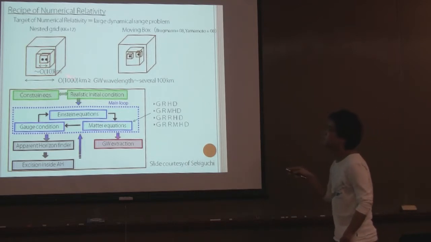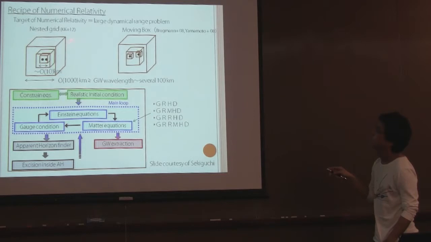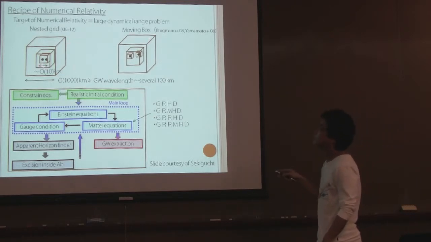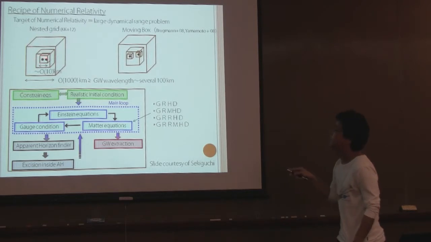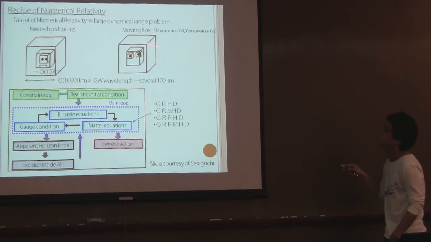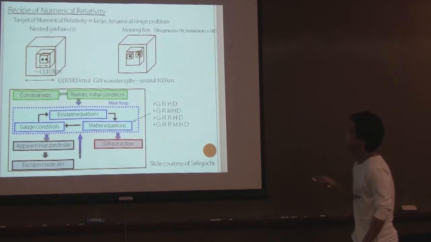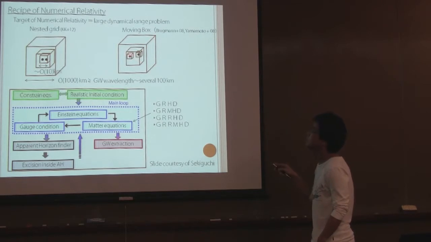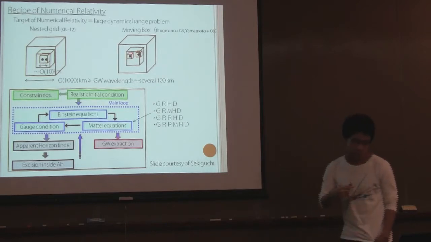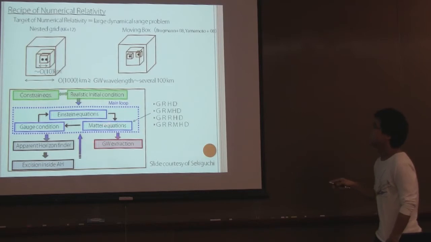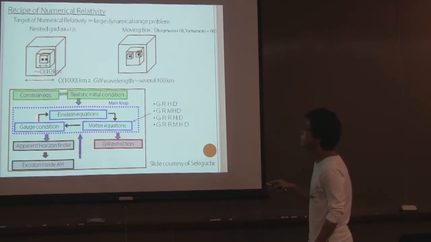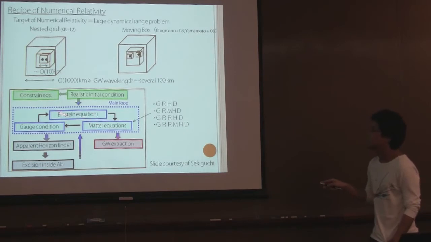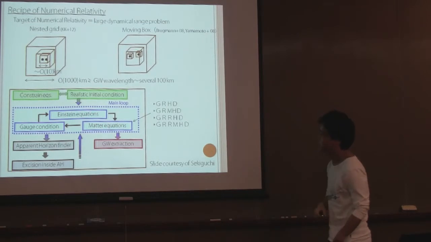To conquer this problem, our group implemented two kinds of mesh refinement technique. The left-hand side is a nested grid method, in which all the grids have a common origin. The right-hand side figure is a moving box or adaptive mesh refinement technique, in which the neutron stars or black holes are covered by small boxes, and these boxes move around each other. And this is a recipe for numerical relativity, and the blue-colored region is the main part, in which the Einstein equations, matter equations, as well as the gauge conditions are solved in a cyclic manner.